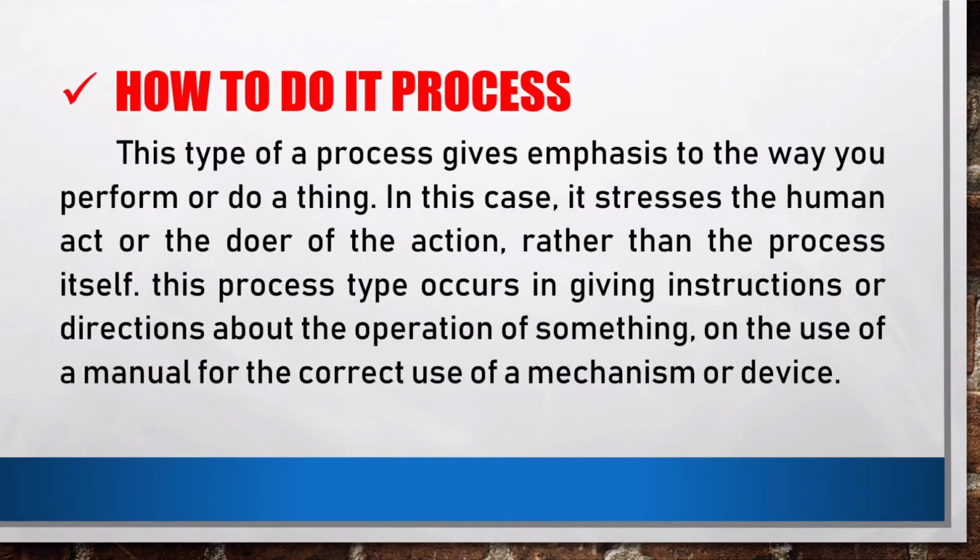The next type of process is the how to do it process. In this type of process, the emphasis is on the way someone performs an action rather than the process itself. This type of process is observable in giving instructions or directions. Examples for this are manuals for the correct utilization of a device, such as manuals of refrigerator, CP, and many more.